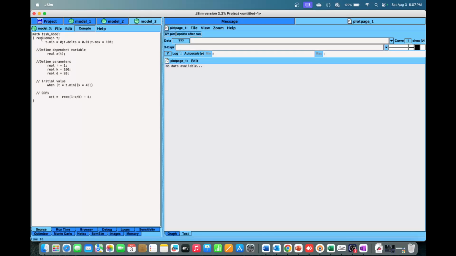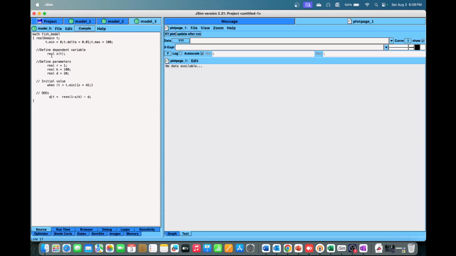I'll come to explaining the code later, but as you can see, this is the equation: dx/dt is r into x into 1 minus x by k. It is the equation that we just tried to solve using normal methods, but in this one we'll simulate it using JSim. This is the model. You can find other models in the GitHub repository as well. You can tweak them on your own and try simulating them.